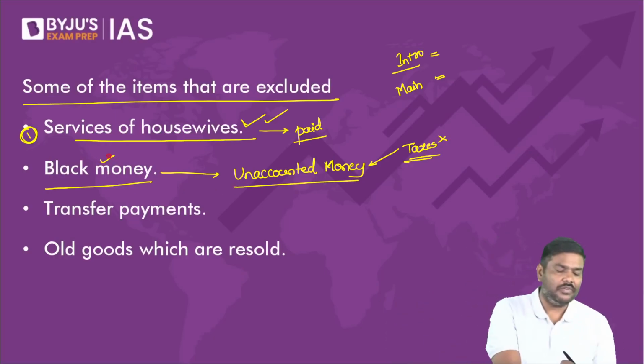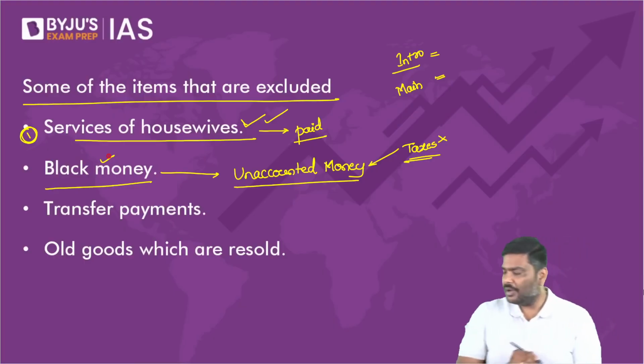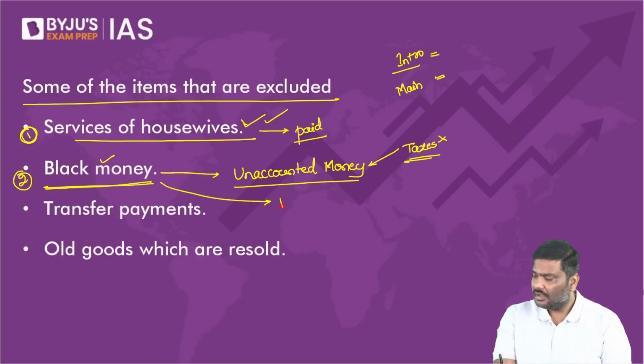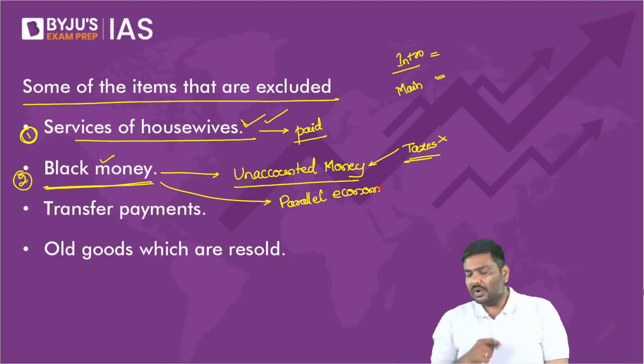Any problem with this? Please do let me know. Black money is also not accounted in the calculation of GDP. And black money is also referred to by one more term, parallel economy. Please remember this. It is also referred to as parallel economy. Right? What is a parallel economy?